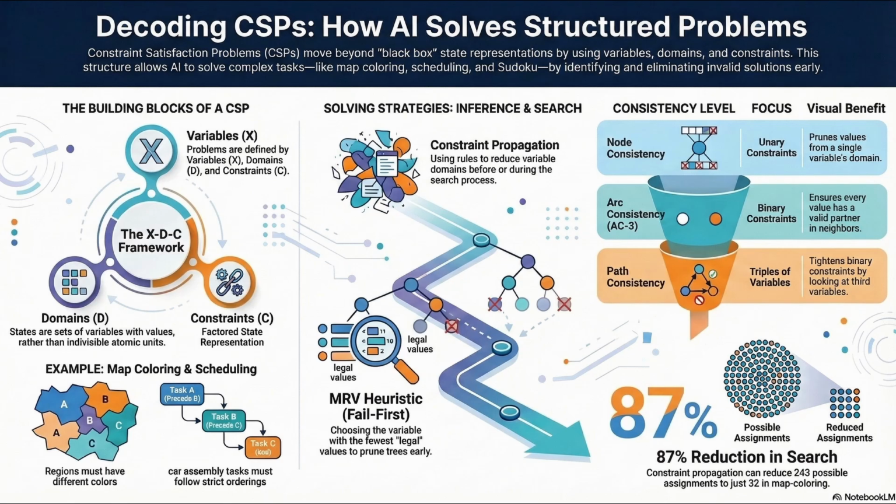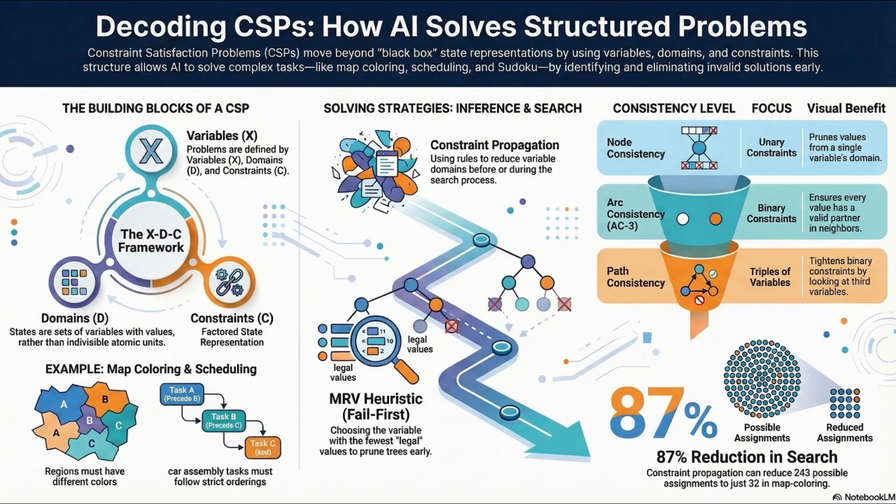X stands for variables. These are things we need to determine, the empty buckets we need to fill. So if we go back to your map of Australia, the variables are the regions themselves. Western Australia is a variable, Tasmania is a variable, South Australia is a variable. Okay, so X is the what? What are we deciding? Right.